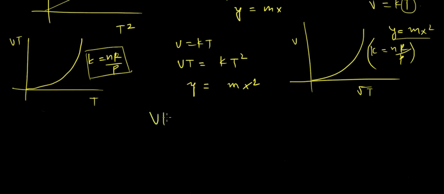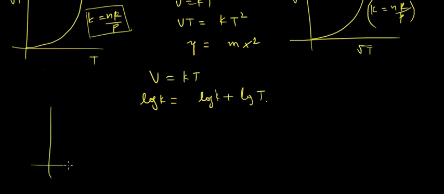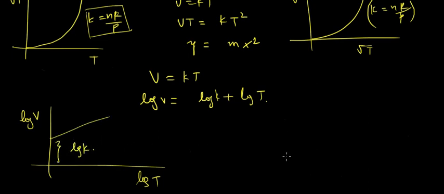So we know that V equals KT. We have seen it so many times in this video lecture. Let's say we take log on both sides: V equals KT gives log V equals log K plus log T. So what would be the graph between log of V and log of T? Again it would have intercept log of K, and from there on it would be a positive slope.